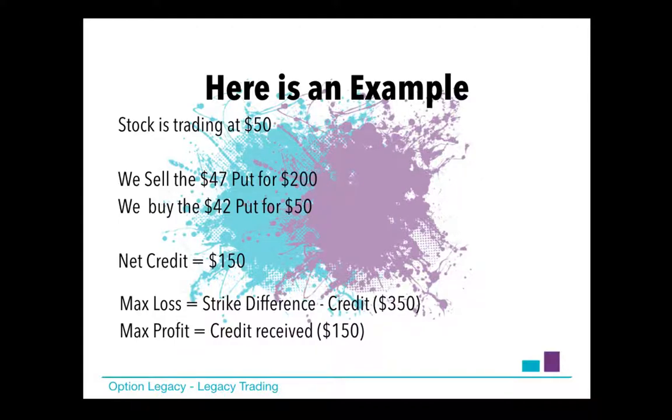So the max loss on this is the strike difference minus the credit received. If you look, we sell the 47 and buy the 42. That's a $5 wide strike, and to do that we take in a net credit of $150. So $5 minus $1.50 equals $3.50, or $350 per contract. One contract controls 100 shares. The max profit we can receive is the net credit of $1.50 times 100, because one contract controls 100 shares, so $150.